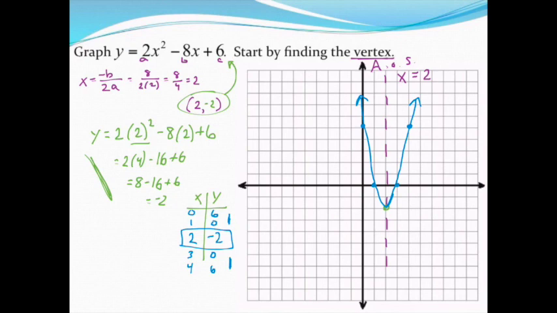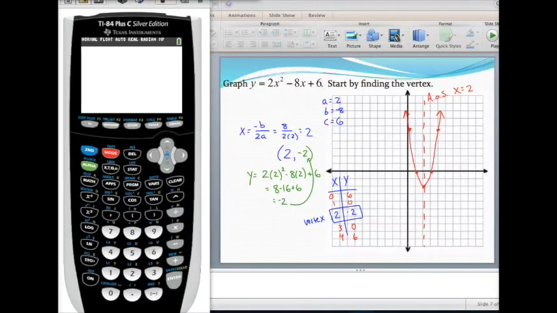At this point, I'm going to switch over and show you how to do the same problem using your graphing calculator to find the minimum value or the maximum value, and to find all those points as well. So we've just graphed this parabola by hand in standard form. Let's go ahead and take a look at how the calculator can be used to do the same thing. So start by going into y equals and get your equation typed in there. So let's type in 2x squared minus 8x and then plus 6.